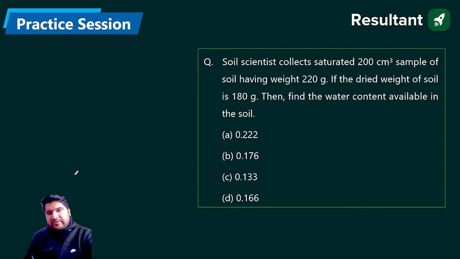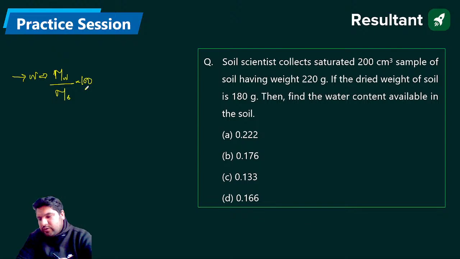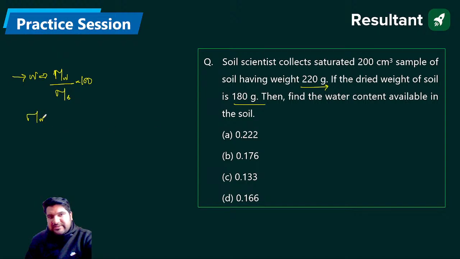Sir, we have noted down the formula for water content: it is simply the mass of the water upon the mass of the solid, multiplied by 100. Absolutely correct, sir. The soil sample in the moist state has a weight of 220 grams, and after drying its weight is 180 grams. That means the mass of water is 220 moist weight minus the dry weight of 180, which is 40 grams.